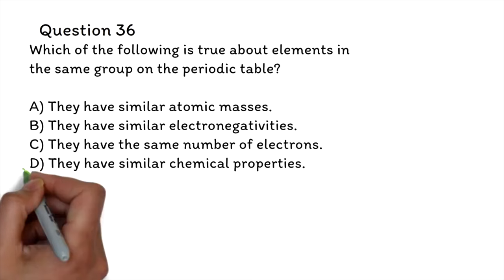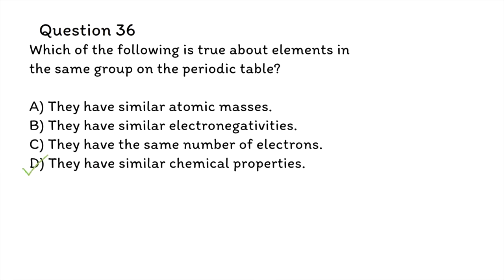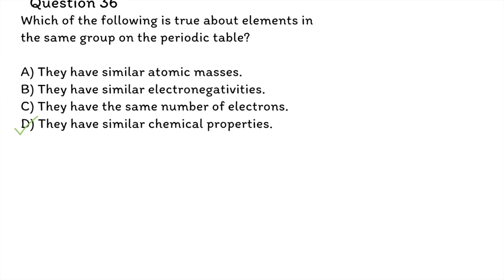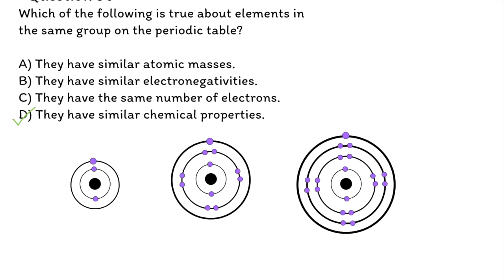The correct answer is D. They have similar chemical properties. Elements in the same group on the periodic table have the same number of valence electrons, which determines their chemical properties. Valence electrons are simply the electrons in the outermost shell or energy level of an atom.